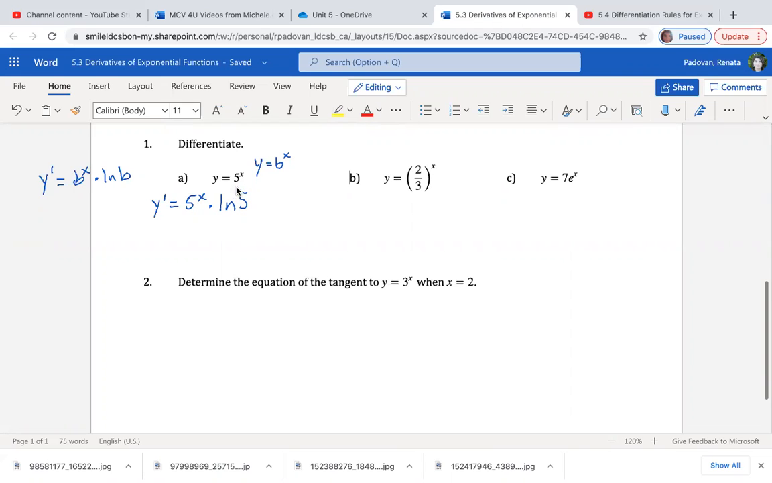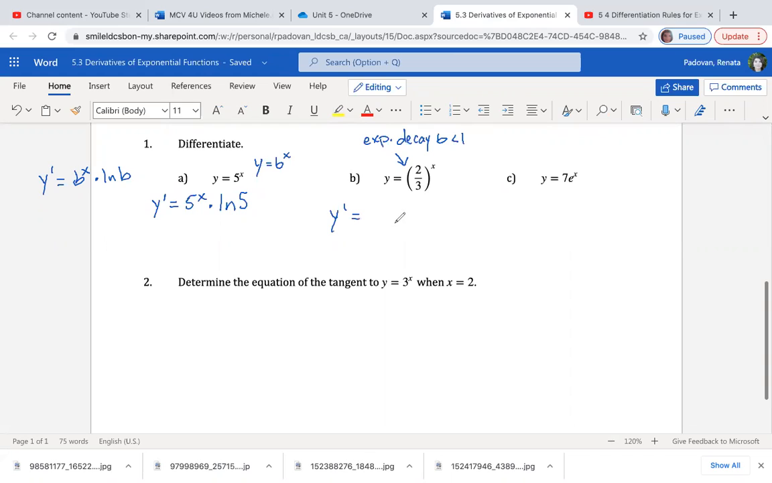I know I said this was not a base of e, but I did say this was exponential growth. Just before I move on, I'm looking ahead to B, and I can see that this is also y equals b to the power of x. This is not an e base, so I'm following the same rule here. The only difference is that this is exponential decay, because the base is less than 1. It's 0.6666. So to get the derivative, let's follow that rule.